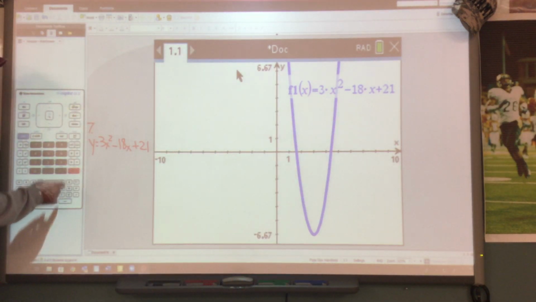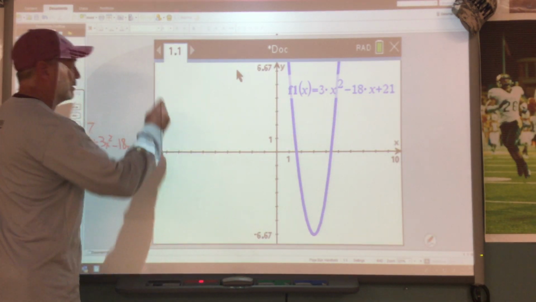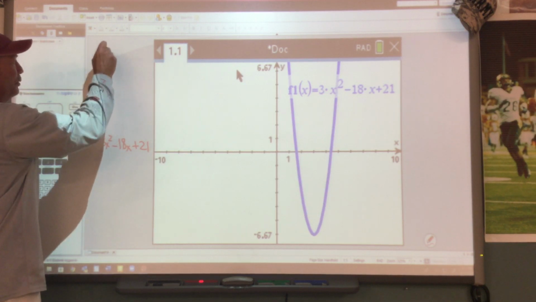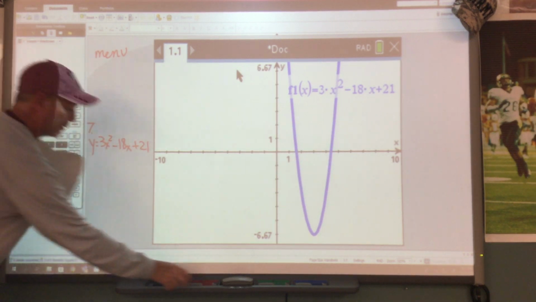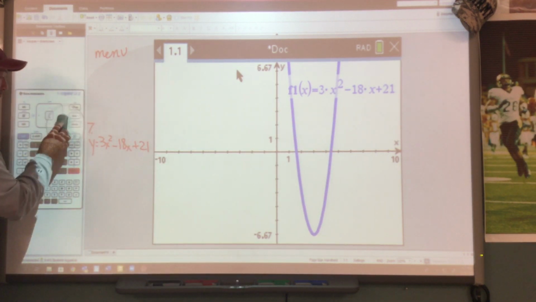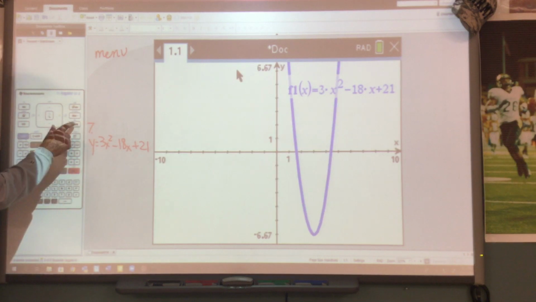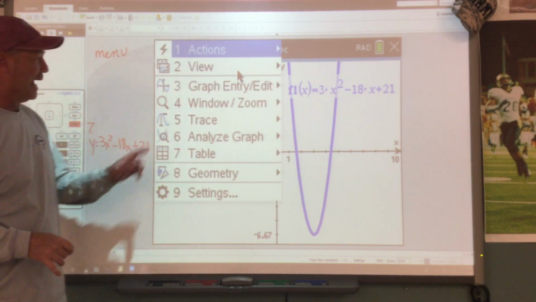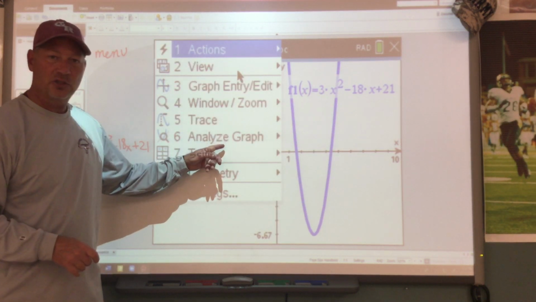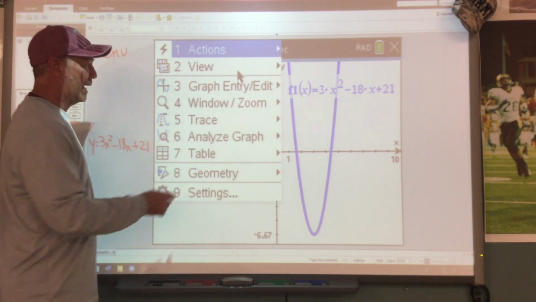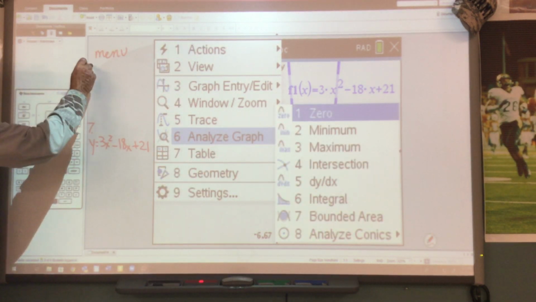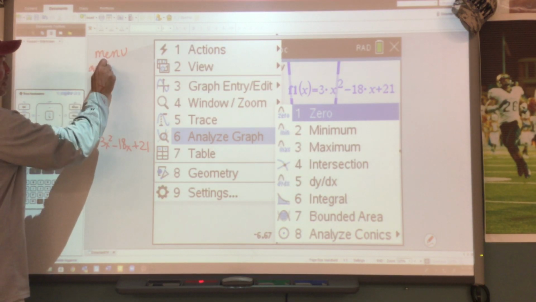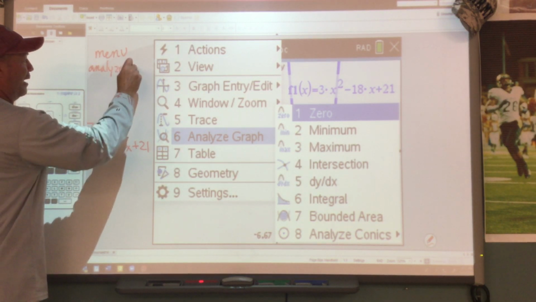So I'm going to ask you to go menu. I'm going to write this down. We're going to ask you to go menu. Not going to leave you here, okay? Let me erase that. It doesn't work with the pen. We're going to say menu. We're going to ask you to analyze this graph, okay? We're going to analyze the graph. Let me write this over here. Analyze graph.